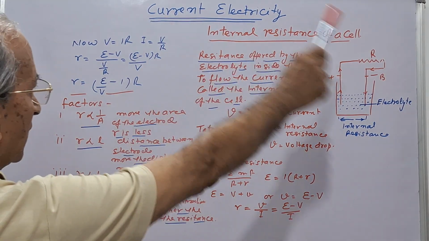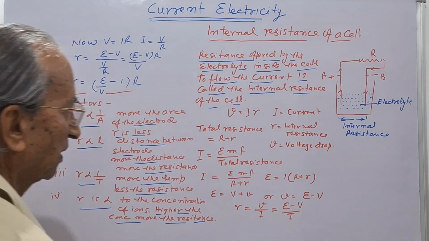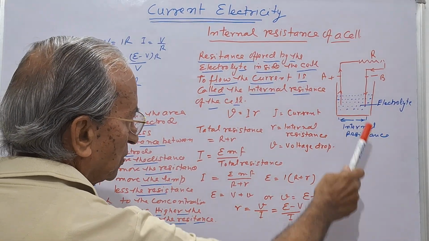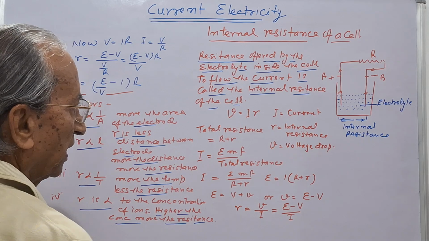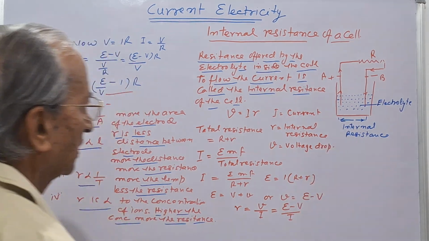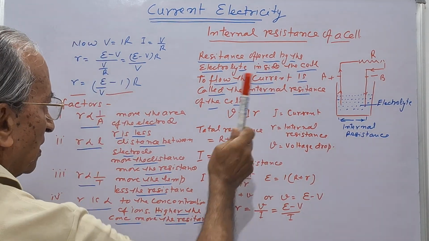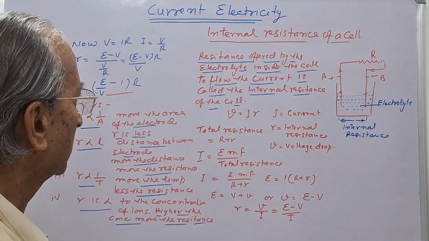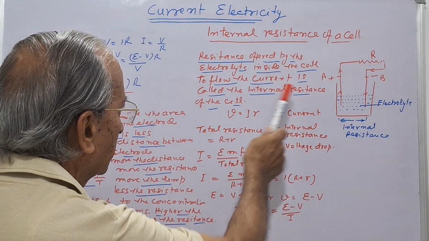So this is all about the internal resistance. Internal resistance is nothing but the obstruction by the ions in the electrolyte to the flow of current inside the cell. This is known as the internal resistance of the cell. Okay, I think it is very clear to you what the internal resistance is.